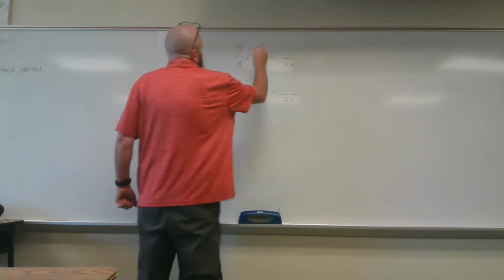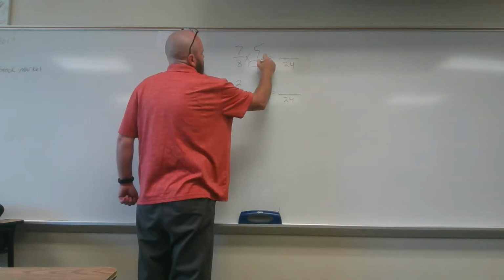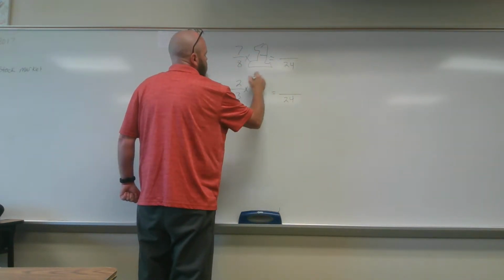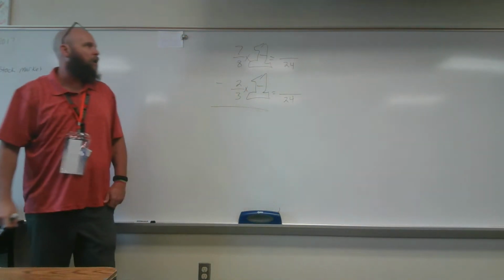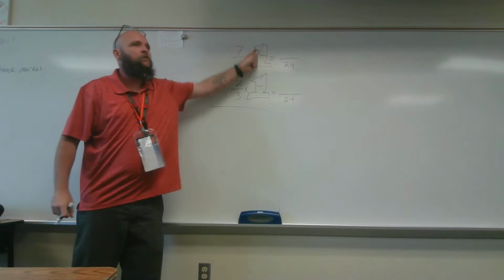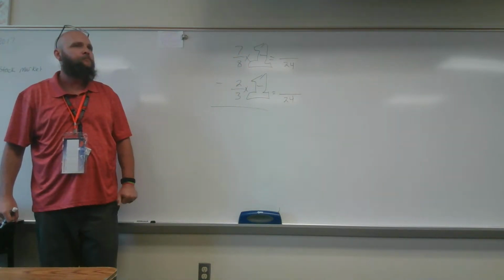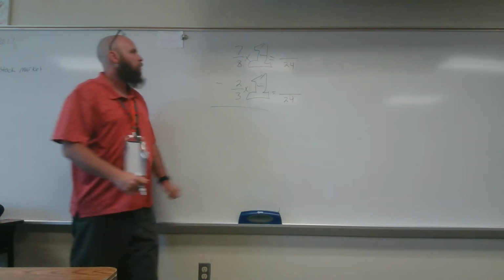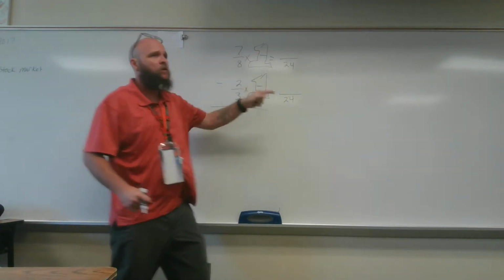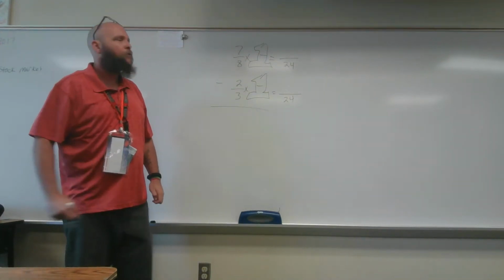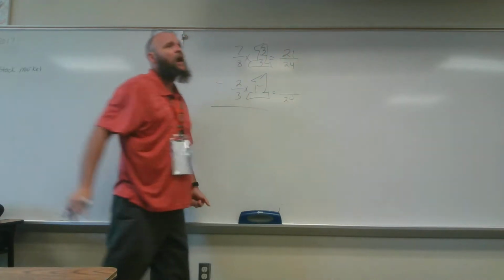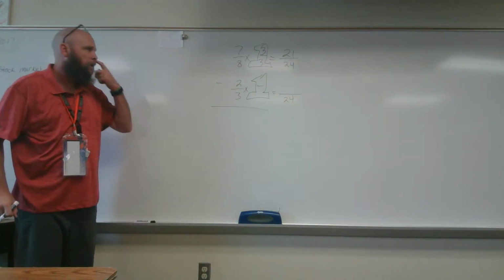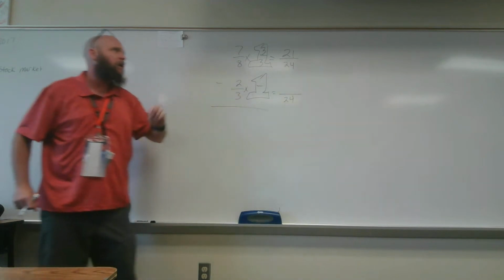All right, neither one of them has a common denominator of 24, so I need to multiply them by a fraction that equals 1 so that I don't change the value. Ryan, what fraction that equals 1 do I do here? 8 times what is 24? 3. Answer the question I'm asking, please. What do I multiply by here, Ryan? 8.